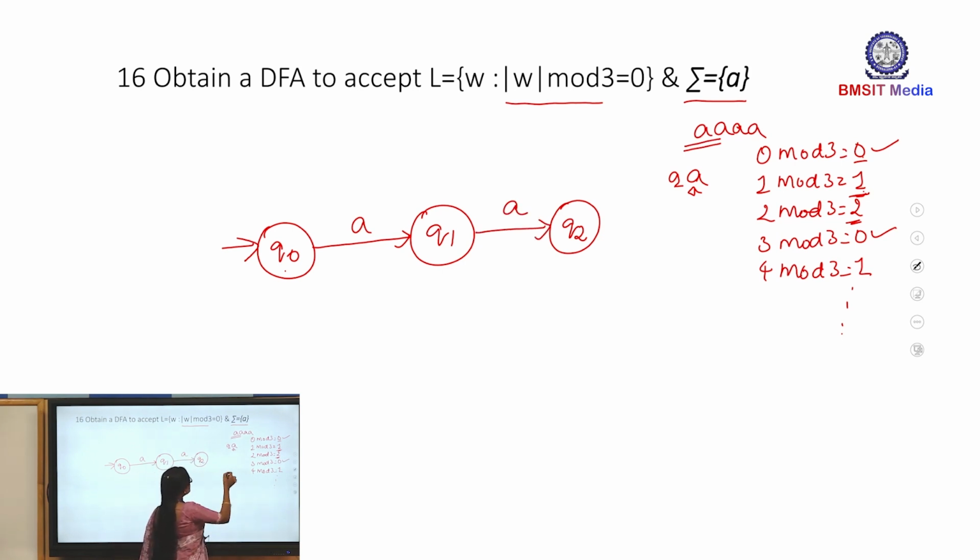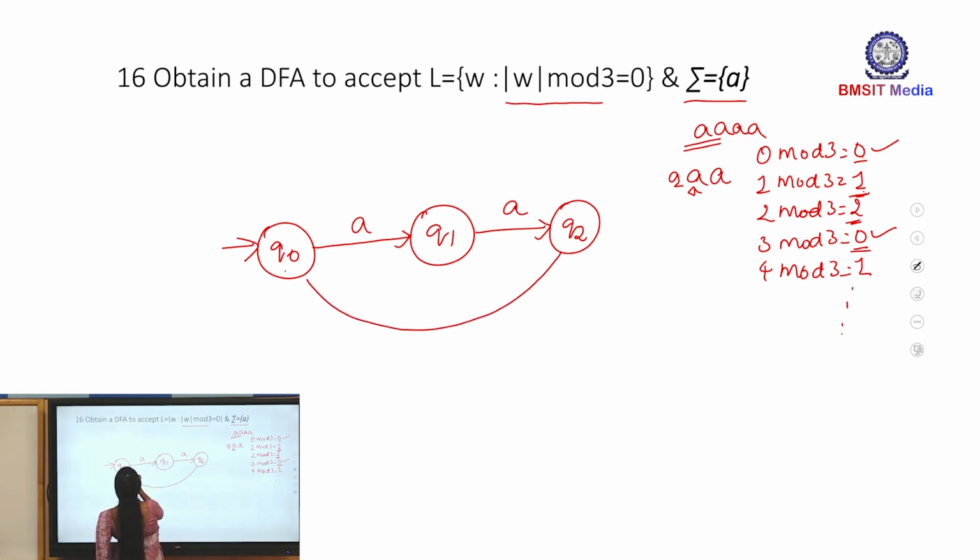Now what happens when I see the third A? When I see the third A, you can see that it gets back to state 0, which is Q0. So on seeing the third A, it goes to Q0. Since the question tells us that the length of the string mod 3 should be equal to 0, everything that is 0 mod 3, 3 mod 3, all this should be accepted. Since it should be accepted, Q0 will become the final state.